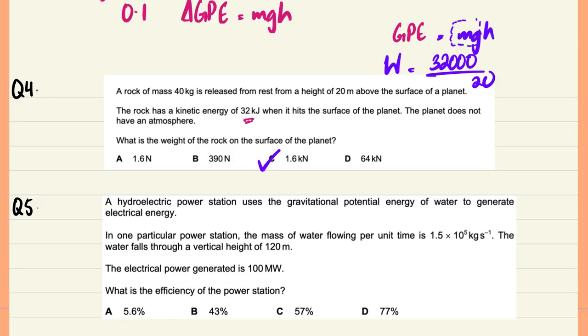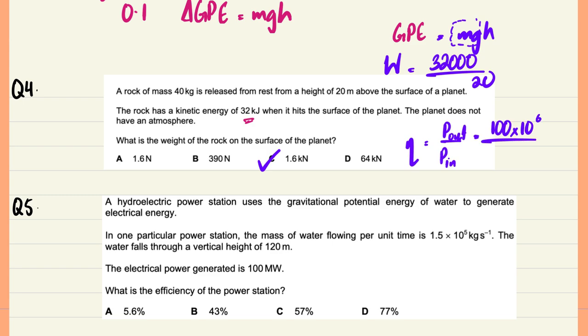What is the efficiency? So efficiency, I can see that in this problem is again the ratio of output over input. The output is basically the electrical power generated and the input is the GPE. Now what's given to me is the electrical power, right, which is 100 megawatts.